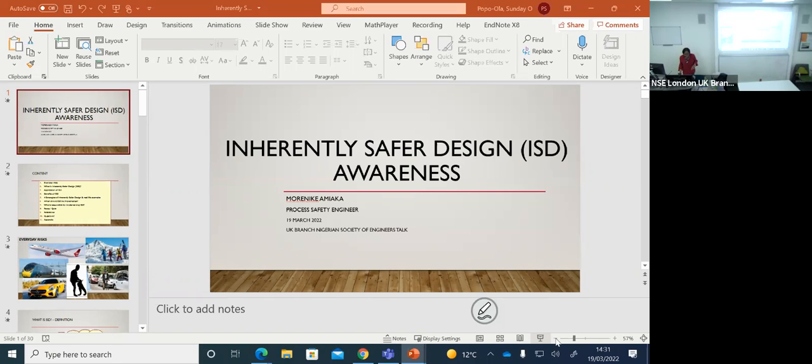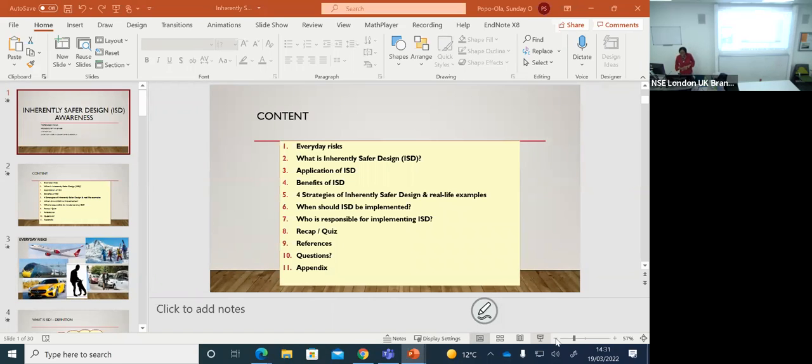So today, I'll be talking to you about a concept called Inherently Safer Design, ISD. The content would look at what inherently safer design is, application of inherently safer design, benefits, the four strategies of inherently safer design, when should it be applied, who is responsible for it, and then we do a recap and quiz.